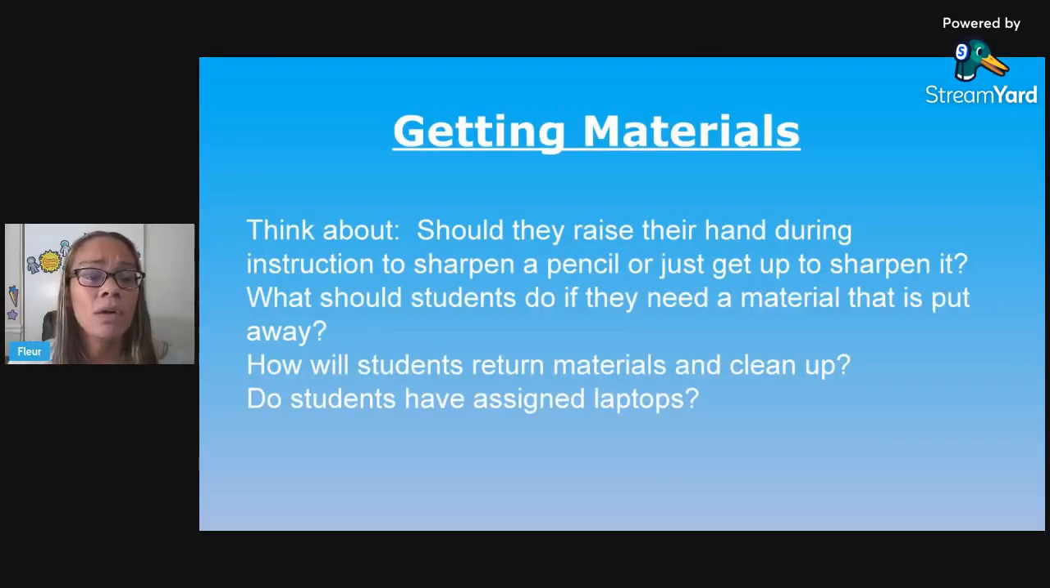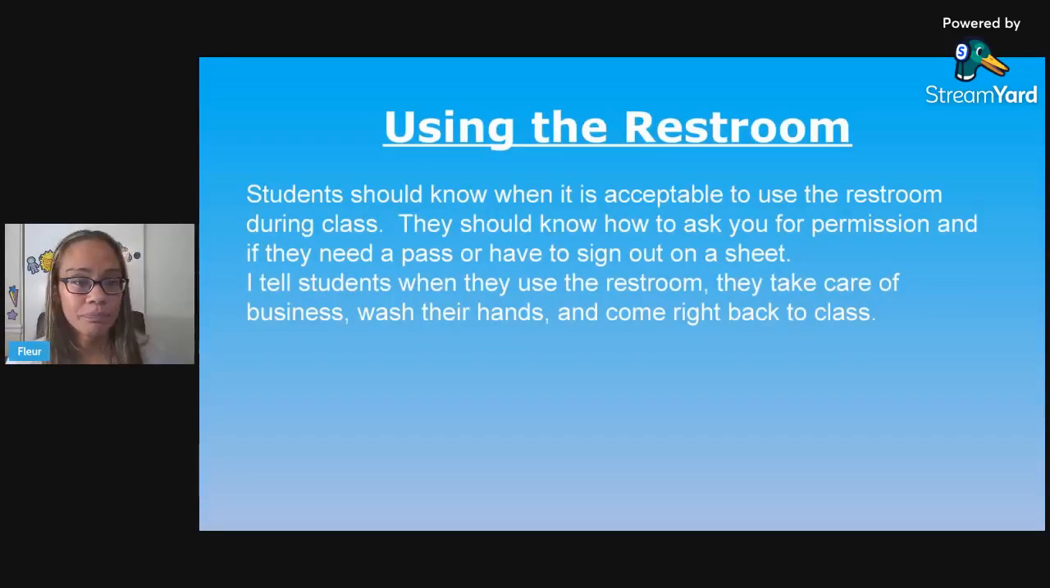So things to think about when it comes to getting materials in your classroom procedures. Should they raise their hand during instruction to sharpen a pencil or just get up to sharpen it? For me, I have them raise their hand. I don't like when students interrupt when I'm instructing, so they just have to wait. I'll usually pause and let them, especially if we're taking notes, because they need their pencil. What should students do if they need a material that is put away? How will students return materials and clean up? And do students have assigned laptops?